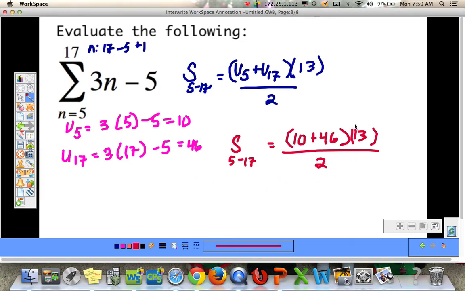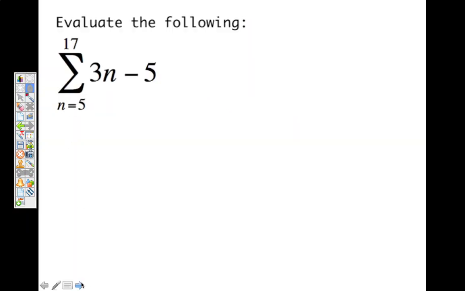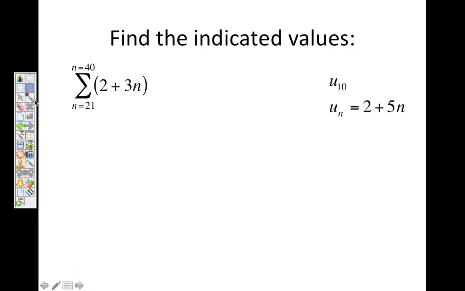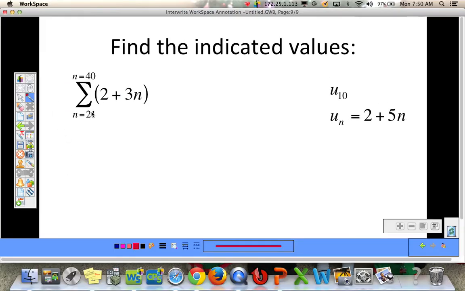And so if you type in your calculator, the sum from the 5th to the 17th term is 364. Okay, a few more examples. You can try this one. So from the 21st term to the 40th term, what would that equal?